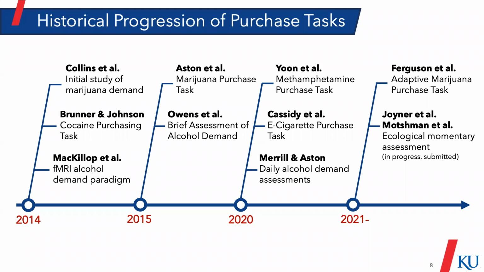And then some of the talks you're going to hear about today during the trainee data blitz, Erin Ferguson and her team have developed the adaptive marijuana purchase task, and then Keenan Joyner is going to talk to us about using purchase tasks in an ecological momentary assessment framework. And that work is either in progress or being submitted.